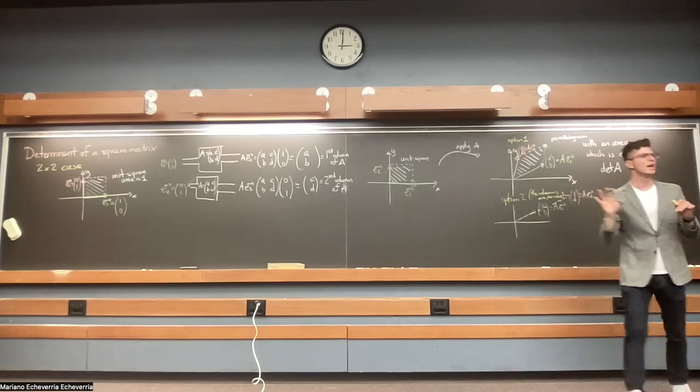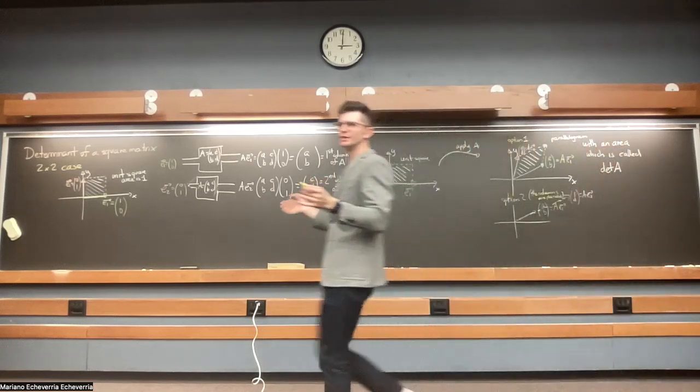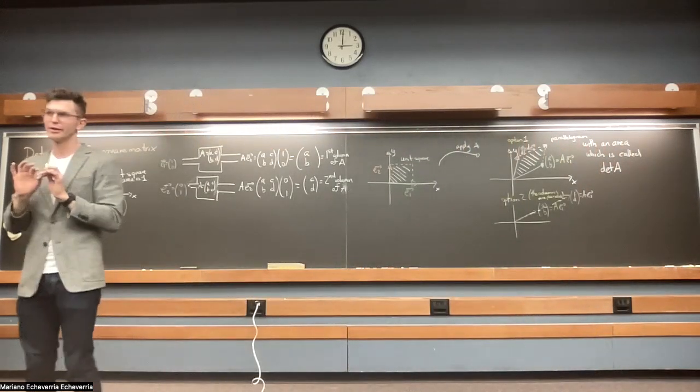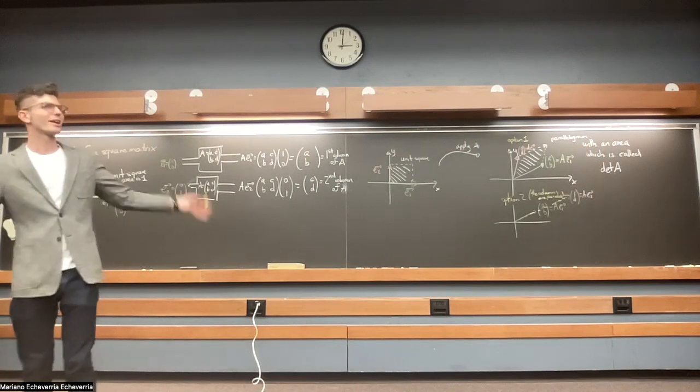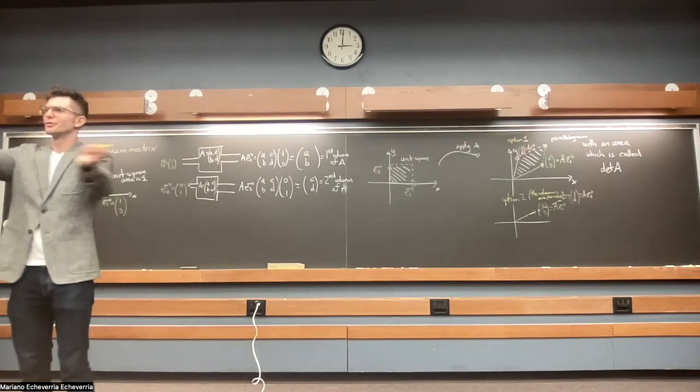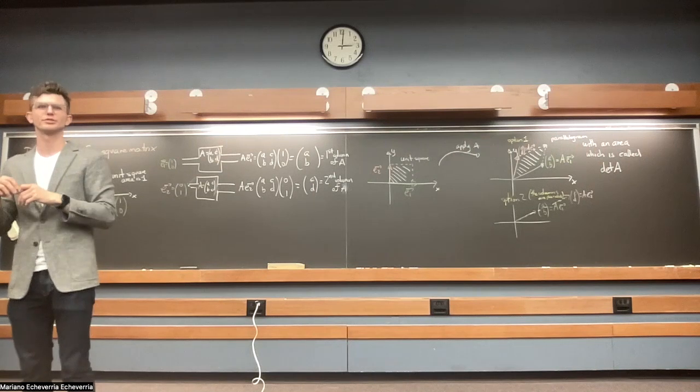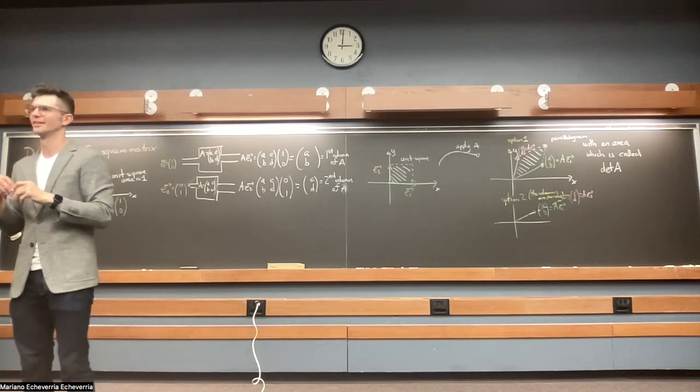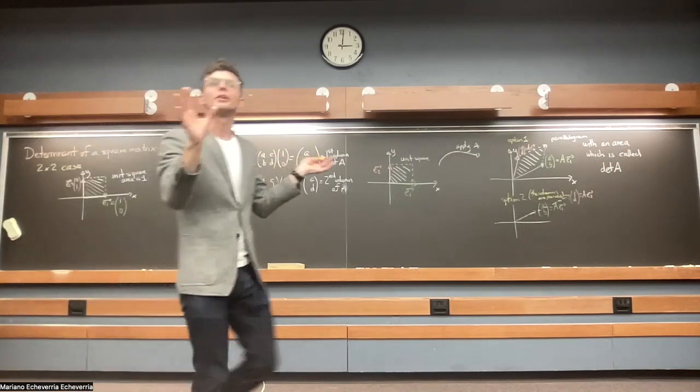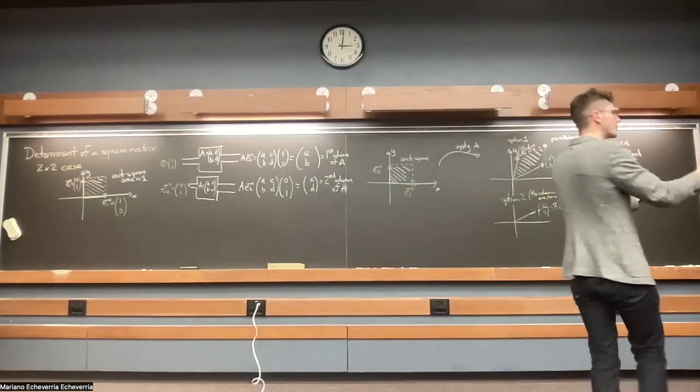Okay, does that make sense? But I still kind of want to go with this definition, that this should be the area of the parallelogram. But now you flatten it out, you collapse it to a line. So what should the answer be for the determinant? It should just be zero because this has no area, right? You just destroy the parallelogram.